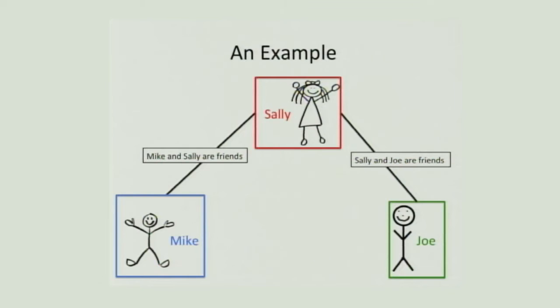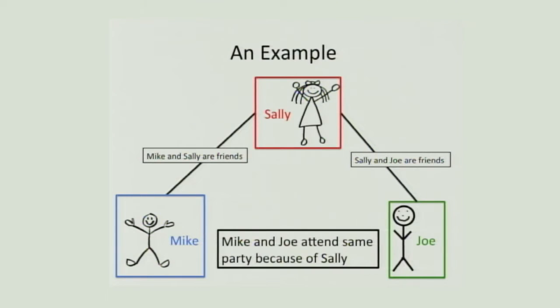So this is actually a pretty simple concept. Let's say that instead of 20,000 genes, we have 3 friends. Mike and Sally are friends. Sally and Joe are friends. And so this is the network of friendship between Sally, Mike, and Joe. But it just so happens that Mike and Joe often show up at the same parties. And it's not because they're friends. It's because they're both friends with Sally. And so there's this indirect relationship between Mike and Joe that is due to Sally.